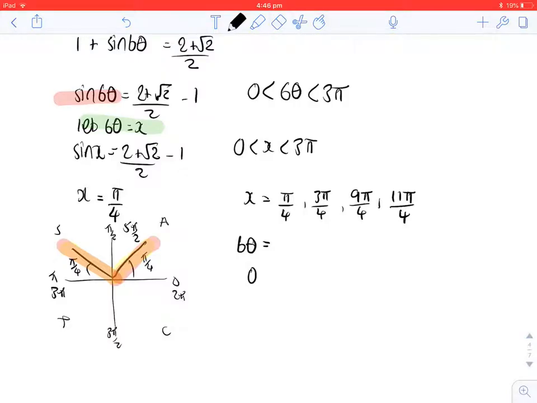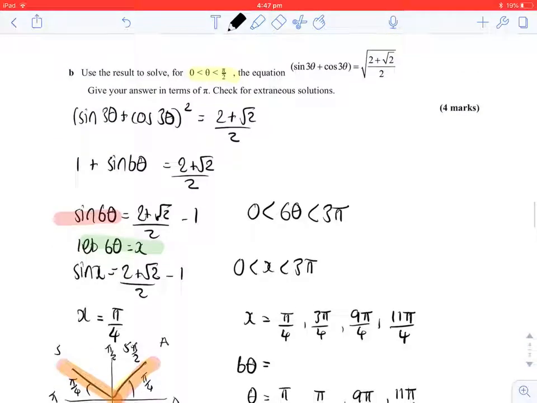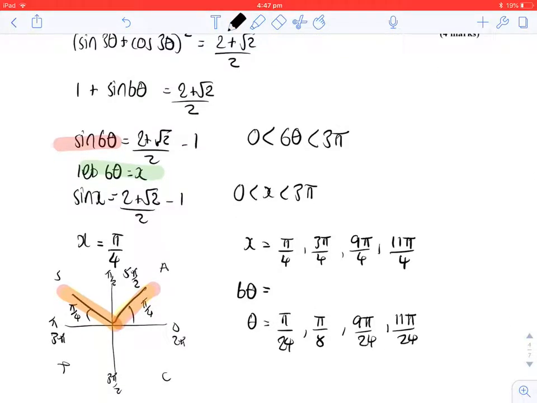And so theta is going to be pi over 24, 3 pi over 24, or pi over 8, 9 pi over 24, and 11 pi over 24. Now the tricky part here is where it said check for extraneous solutions. So what we've got to do is look at the part that we started with up here, and then the solutions that we've got.